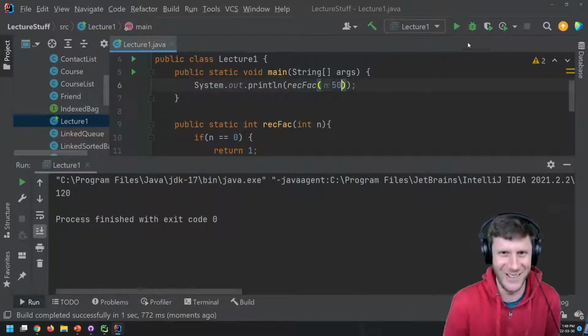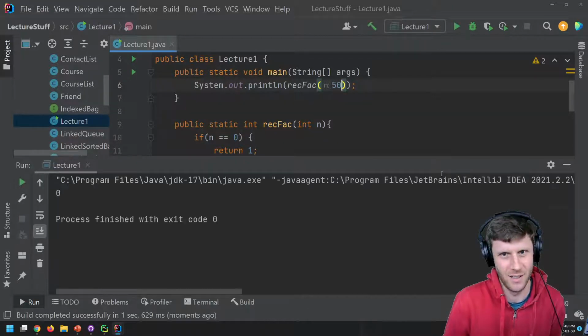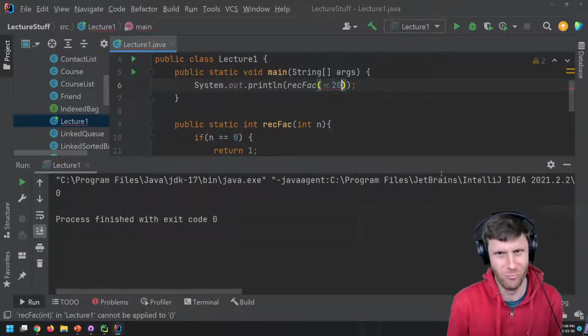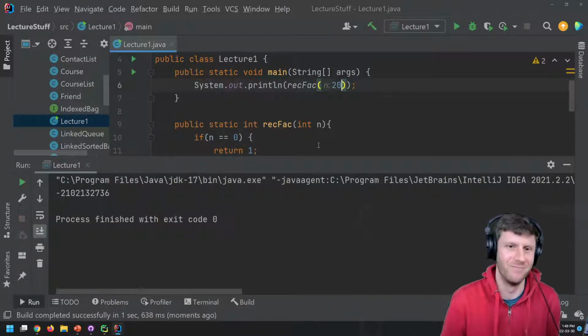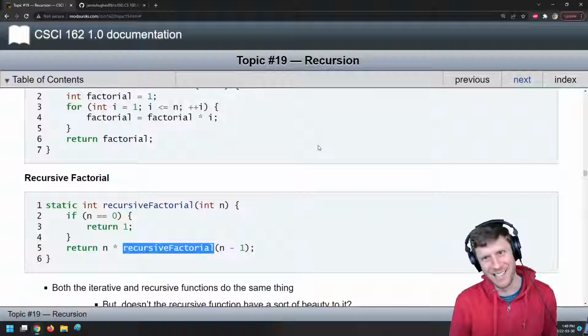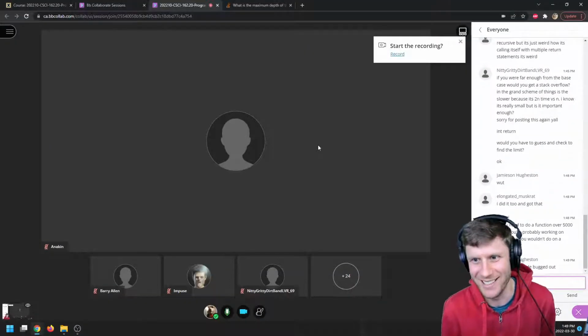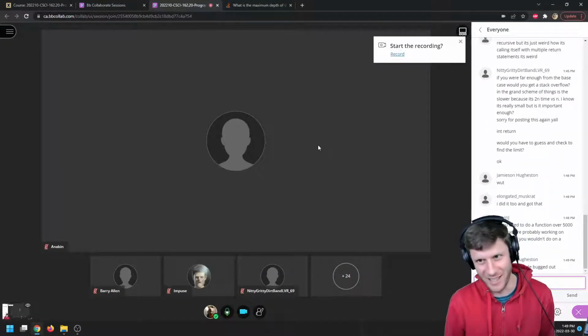What is going on here? Oh, I know what's happening. Who here knows what happens? No, the IDE didn't bug out.